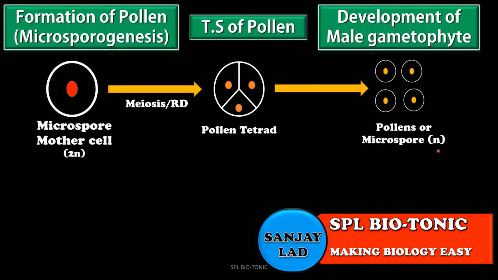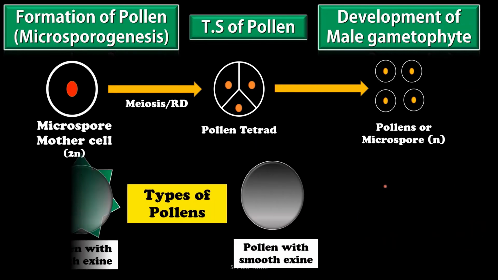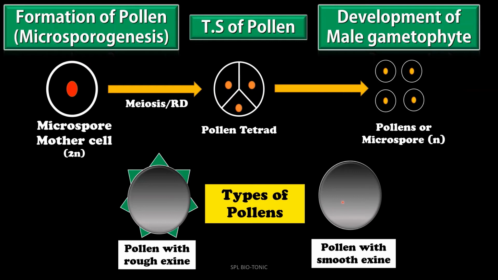As at the end of this process microspores are formed, this entire process is called microsporogenesis. Students, these pollens may have a rough surface or a smooth surface. The pollens with a rough surface are found in those plants which undergo pollination by biotic pollinating agents such as insects and birds. Smooth surface pollens are found in those plants which undergo pollination by abiotic agents such as wind or water.